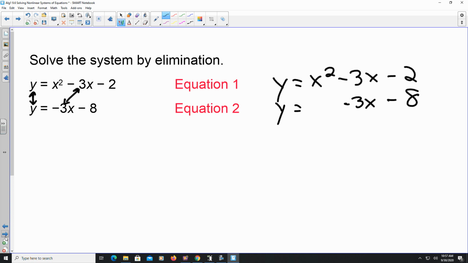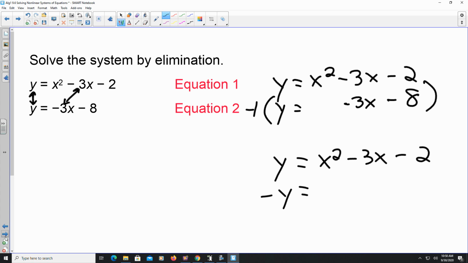Okay, so I want to be able to eliminate those two that I said I had in common, the y's and the negative 3x. In order to do that, I need to multiply this bottom equation by negative 1. You could have done the top, but I'm just going to choose the bottom one. So y equals x squared minus 3x minus 2 remains the same. On the bottom, it's negative y is equal to positive 3x plus 8. I just changed the signs. What that does is this then cancels, because y minus y turns to 0.